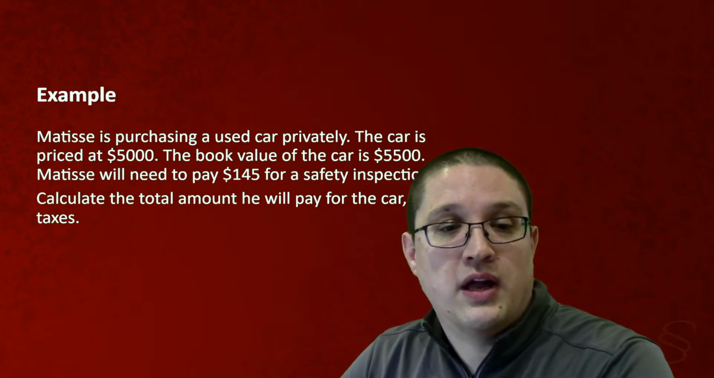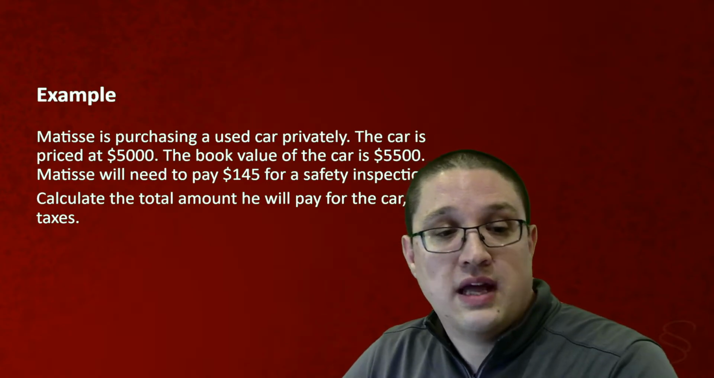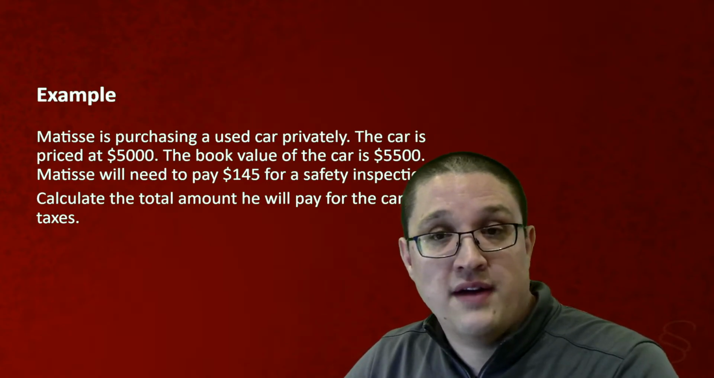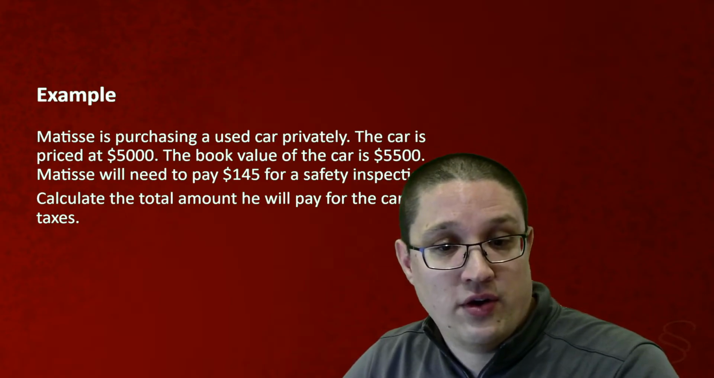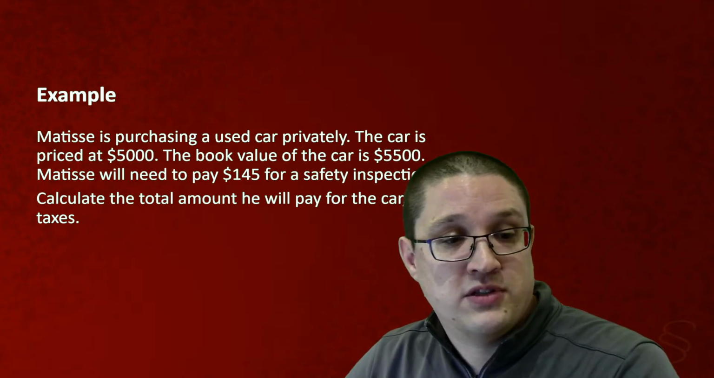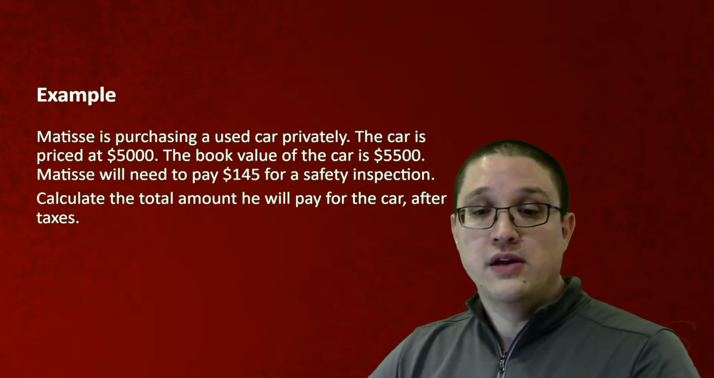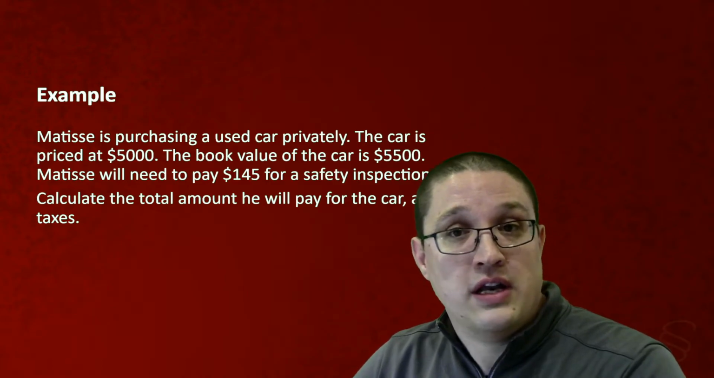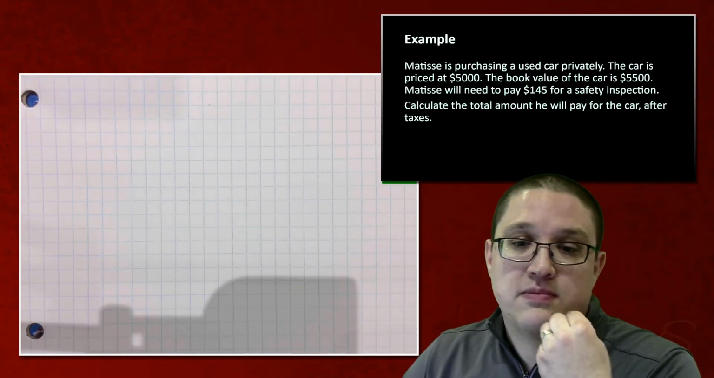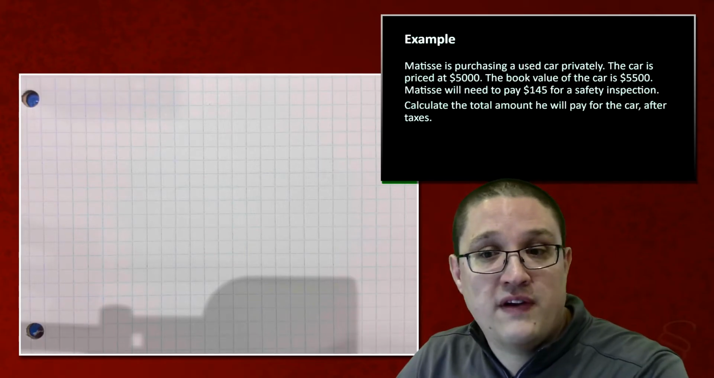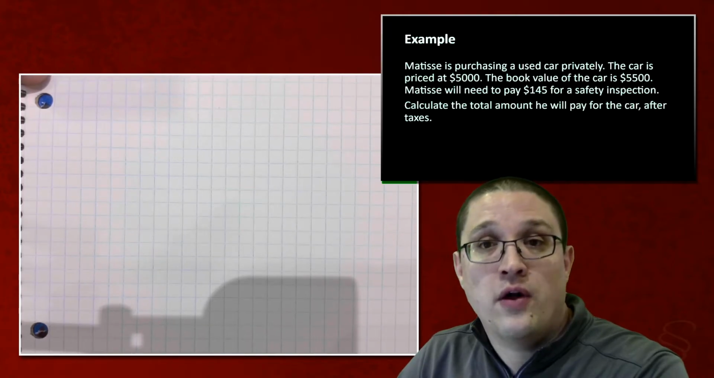We have someone who's looking at purchasing a used car from a private sale. Notice that there's the sale price of $5,000 listed, as well as the book value of $5,500. Also, this person, Matisse, will need to pay $145 for a safety inspection. So how much will he need to pay for the car in total? Let's figure this out. He is buying a car at $5,000, but the book value is greater than that, so he's going to need to pay tax on the book value.